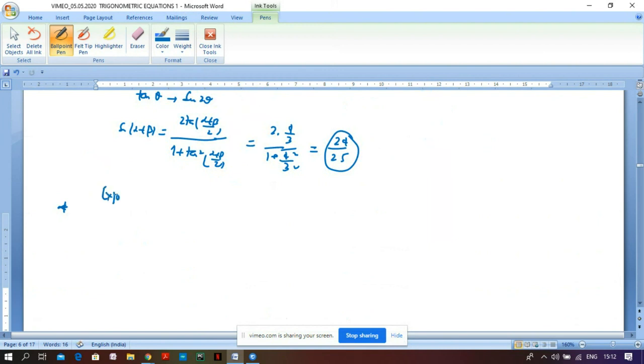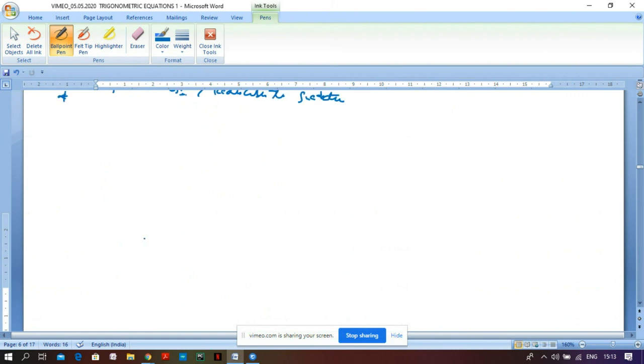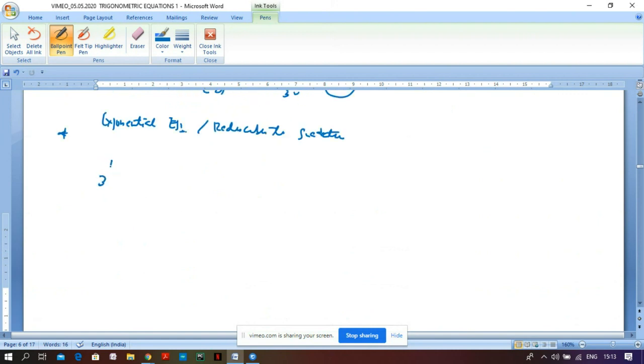Let's see an application to an exponential equation, which is again reducible to a quadratic. And that goes like this: 3 to the power sine 2x plus 2 cos square x, plus 3 to the power 1 minus sine 2x plus 2 sine square x, and this equals 28. I want to solve for all x. General solution I want.